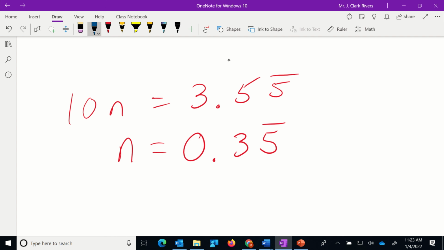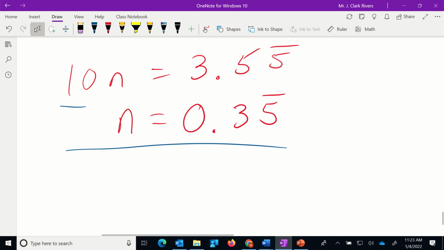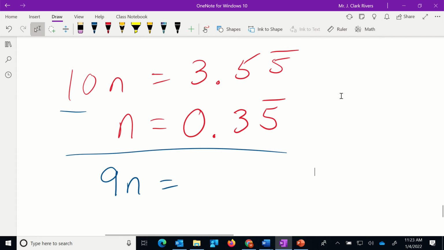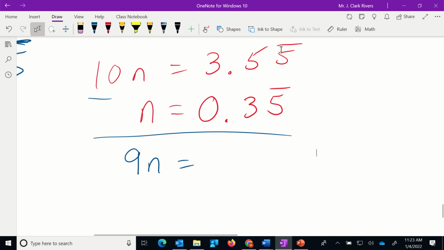Now what do we do? Subtract. What's 10n minus n? 9n. Okay. So here's why these repeating portions need to line up, because the repeating 5s become 0. What's 5 minus 3 here? 5 minus 3 is 2. What about 3 minus 0? 3.